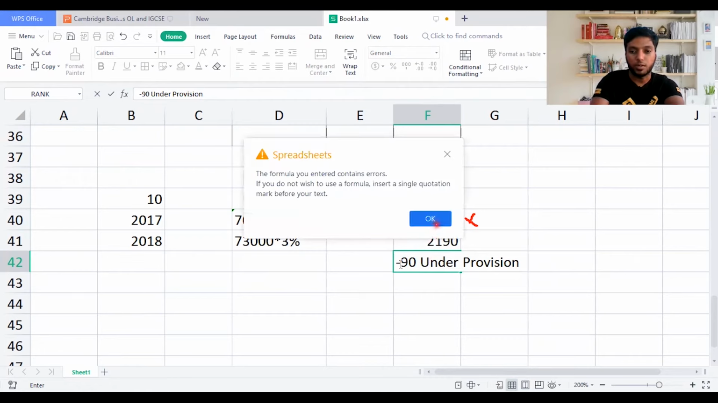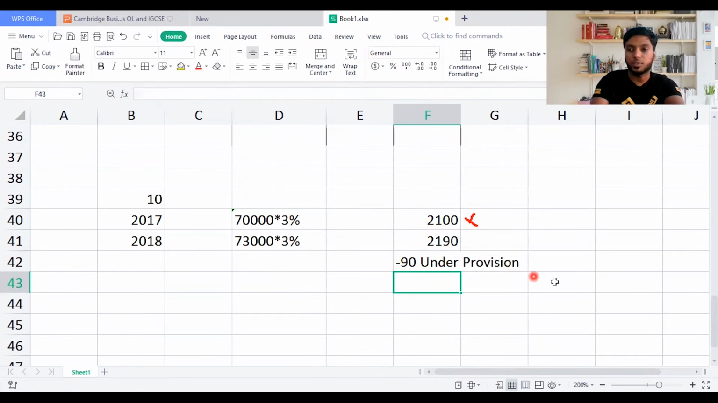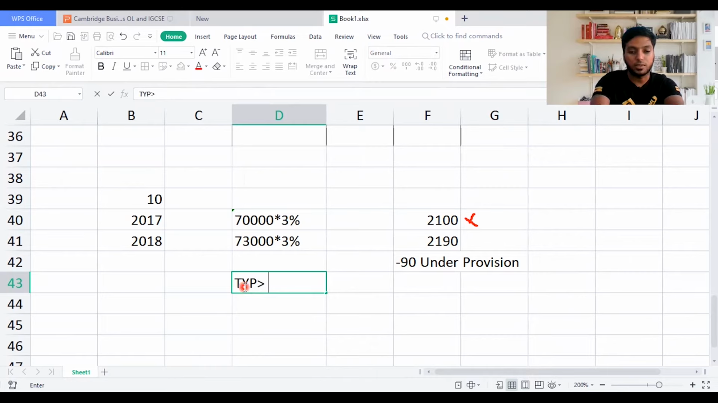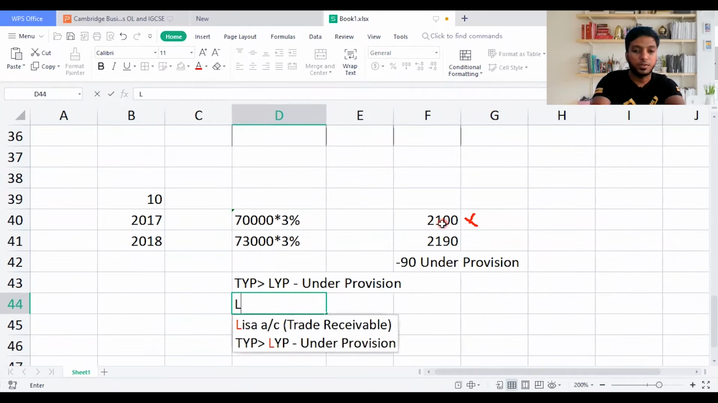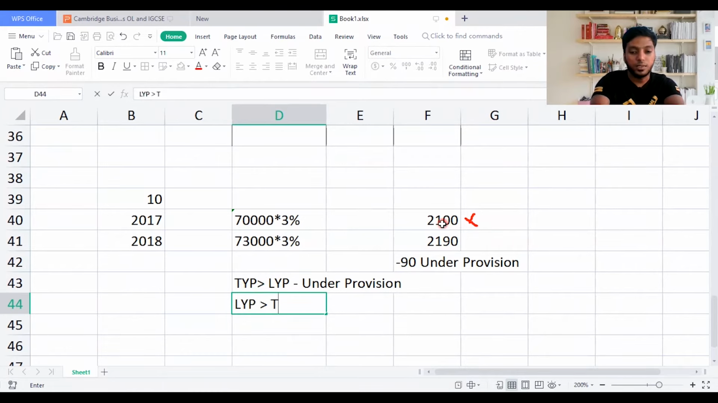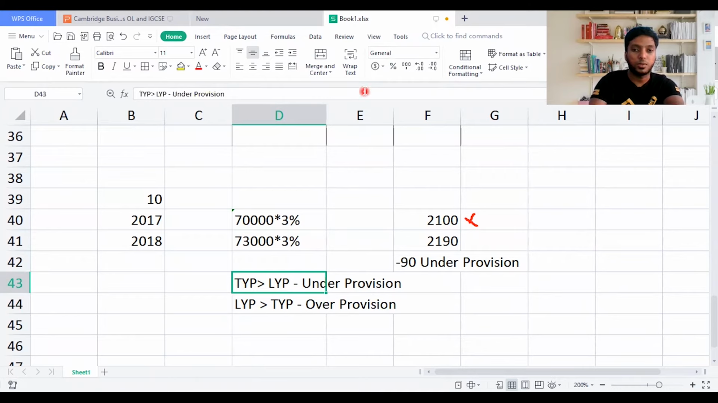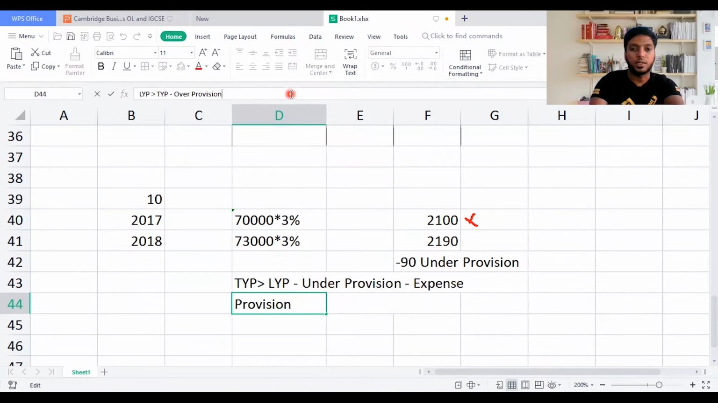This is under provision. Sorry, I didn't write the formula here properly. Under provision should be taken under income statement as an expense. Over provision should be added as other income. As it is an under provision, where this year's provision is greater than the last year's provision, I can write here a small note: this year provision is greater than last year provision, then we consider it as under provision. You can also write it as a note when you are doing this. And if last year provision is greater than this year provision, then we say it is over provision. So under provision means considered as an expense, and over provision means considered as other income.